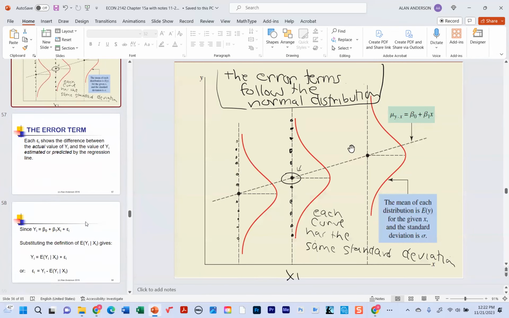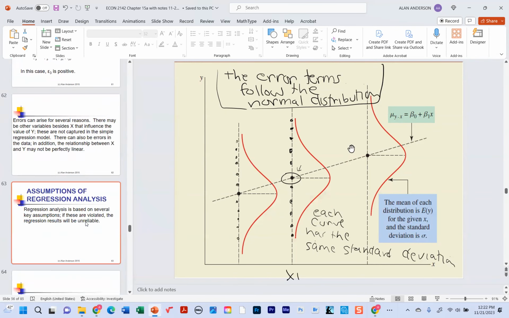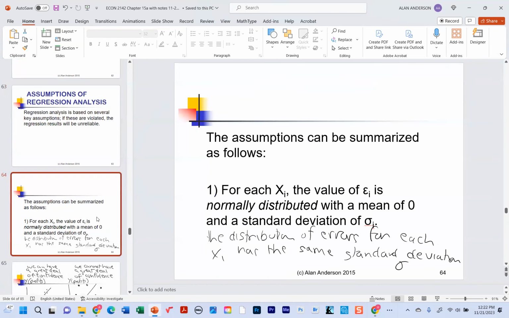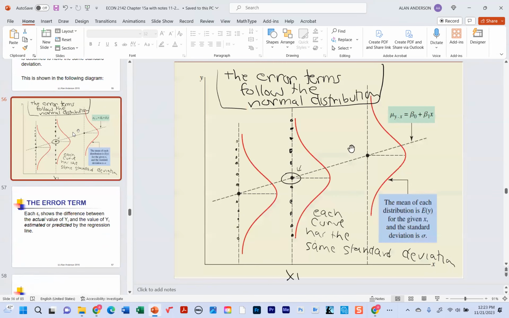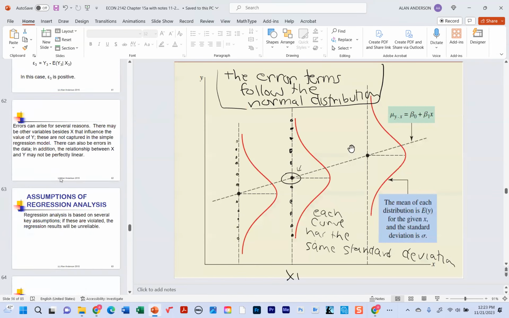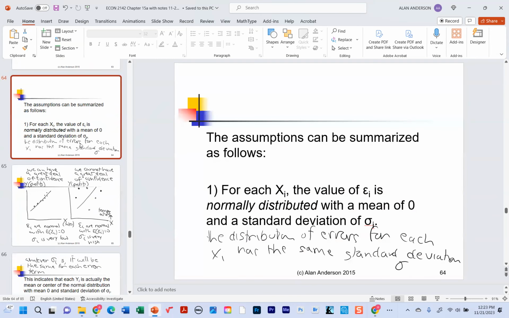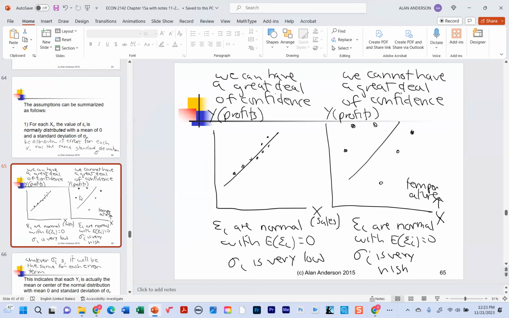All right. So now we're going to quickly look at the assumptions of regression analysis, which we briefly discussed. The first thing is the epsilons are normal. The mean is 0, meaning that the line is at the center of these normal curves. Also assuming that the standard deviations are the same. Okay. The standard deviation is important because here's what effect it has on our results.